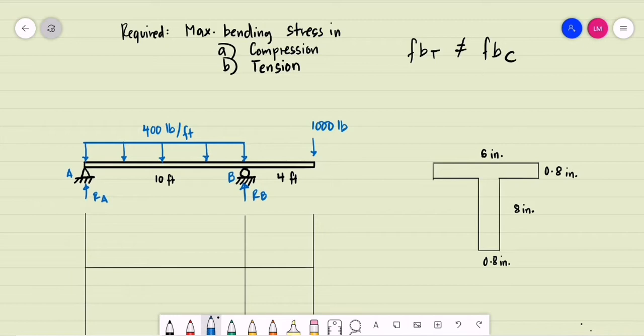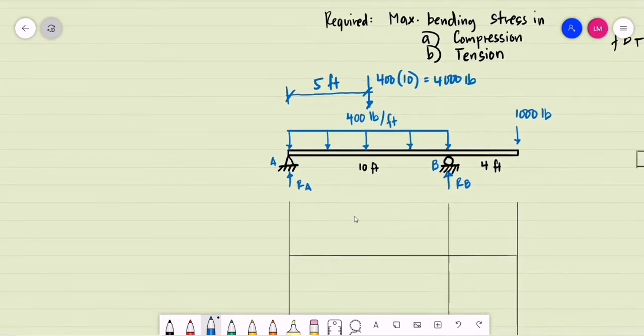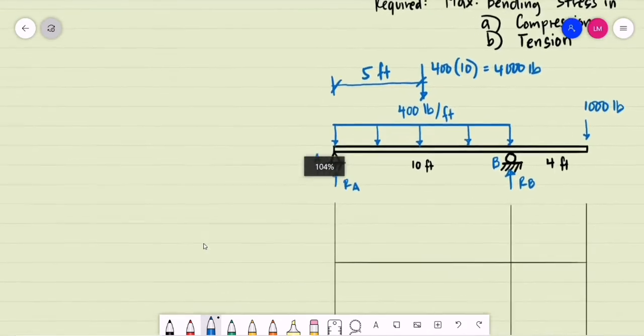We have a uniform load for span AB, so we compute its single equivalent force. This is 400 pounds per foot, and its span is 10 feet, so the equivalent force is 4,000 pounds, assumed to be acting at the mid-length of the span. Since that is 10 feet, it acts at a distance of 5 feet from A. So let us compute the support reactions.